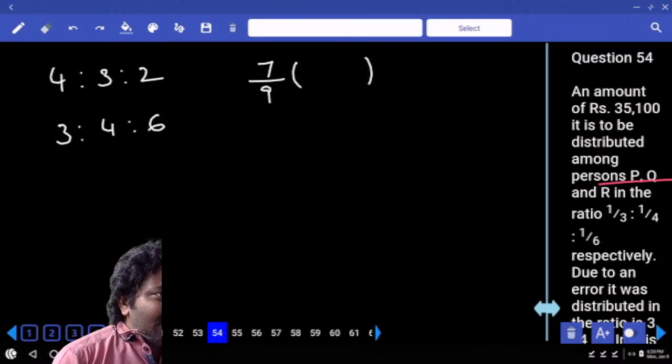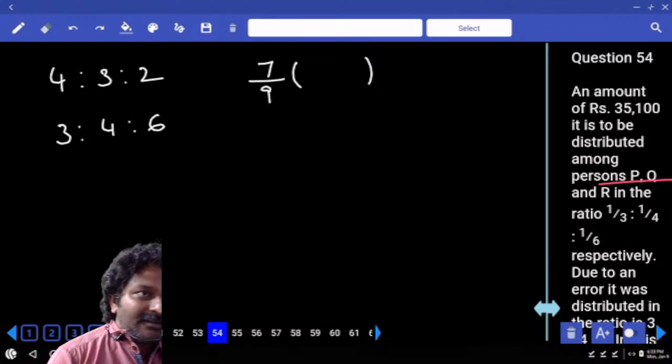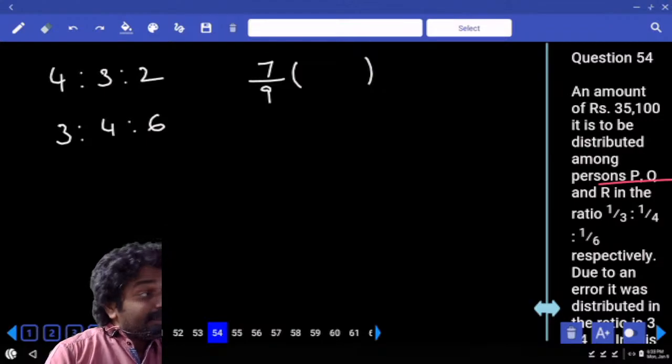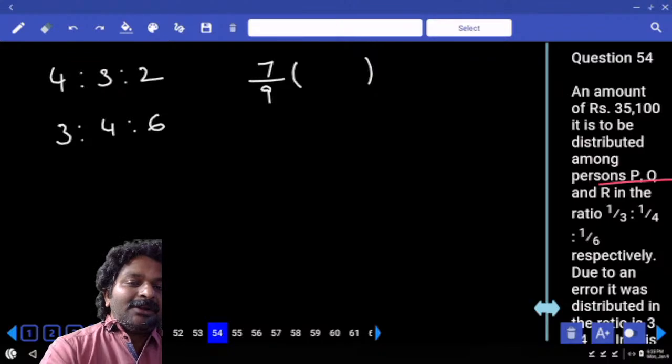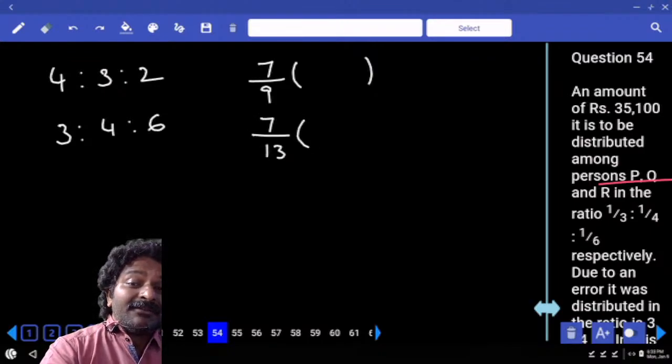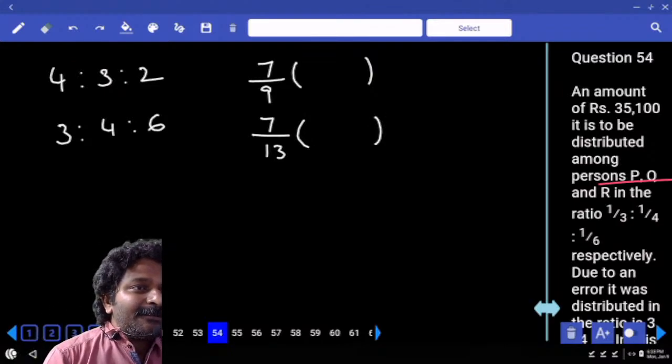How much is the total money? 35,100. Wait a minute. 7/9 of 35,100. In the second case, AB together will get 7/13 of the same 35,100.